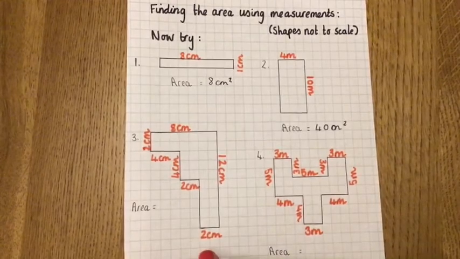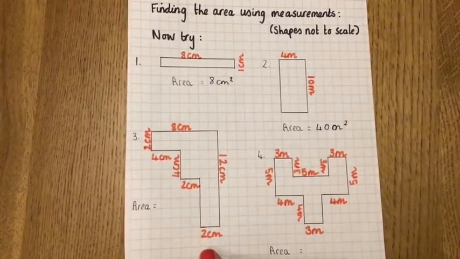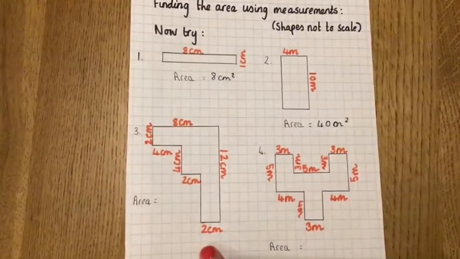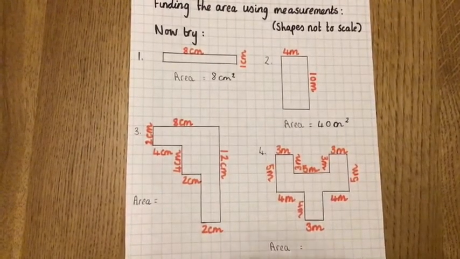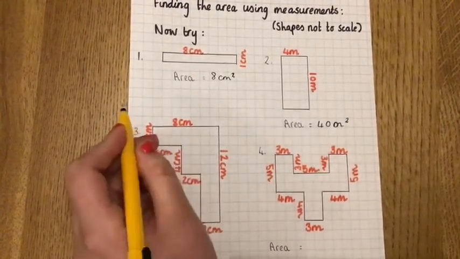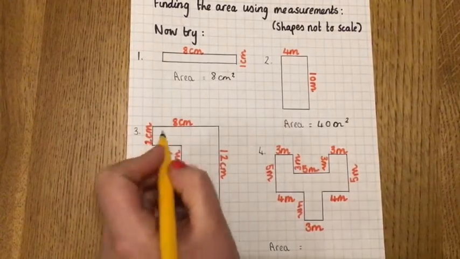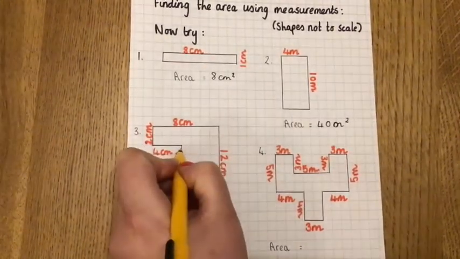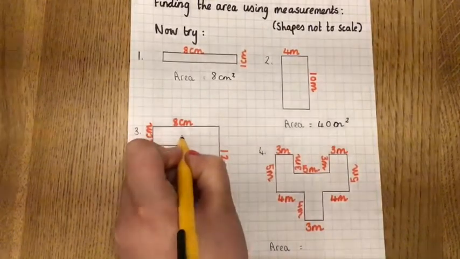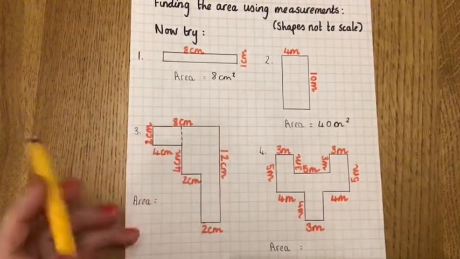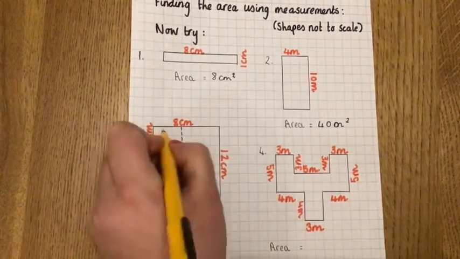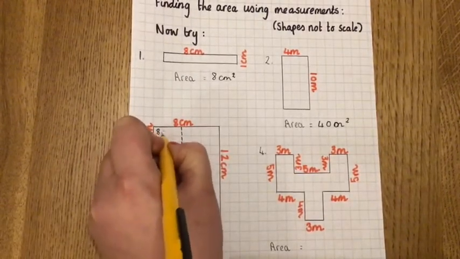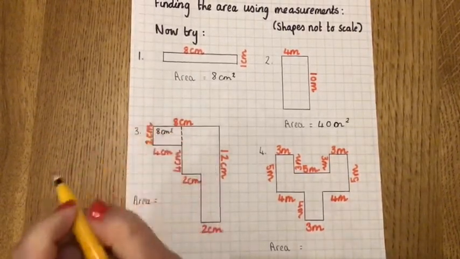Okay, shape number 3, again, quite a complicated one here. So I need to split my different rectangles up. So I'm going to do this little bit up here. Okay, that's a nice easy one. So I've got 2 times 4. So that's 8 centimetres squared there.